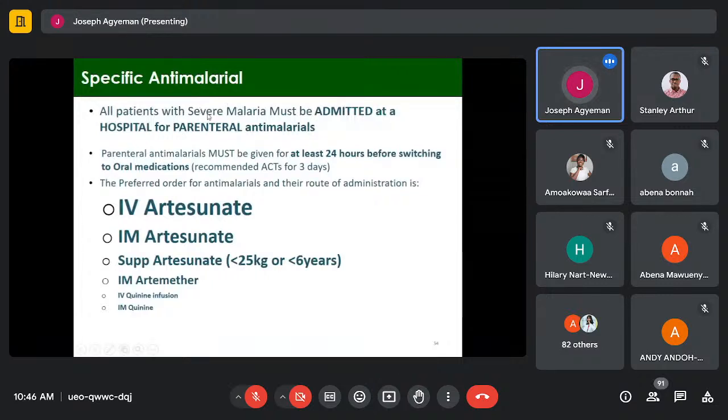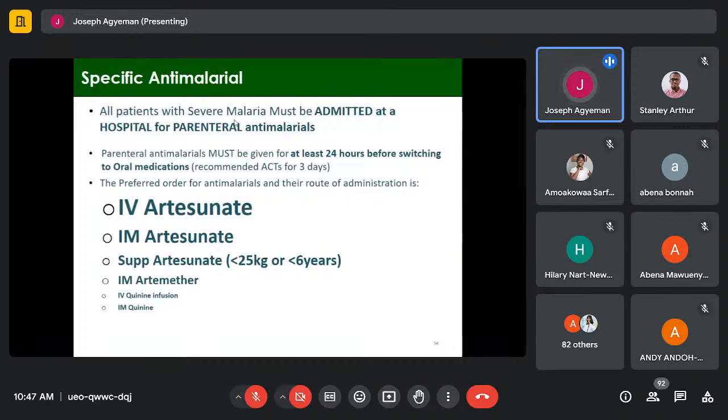With severe malaria, for all patients, there is nothing like community pharmacy treatment or cheap compound treatment. Once you realize that your level of care is such that you cannot give parenteral anti-malarials, especially IVs, please refer. Because severe malaria is inpatient care. We don't do severe malaria on an OPD basis.